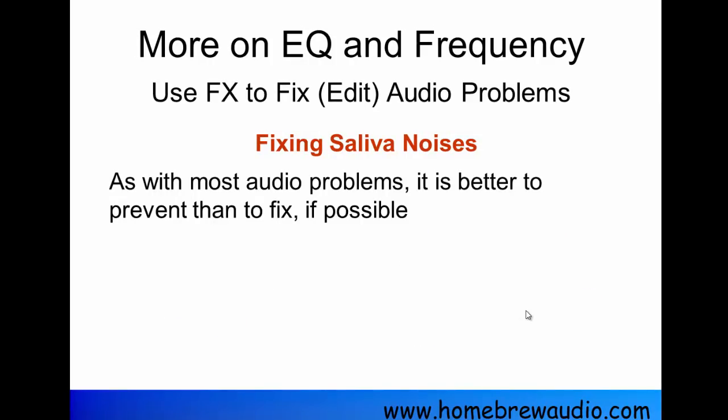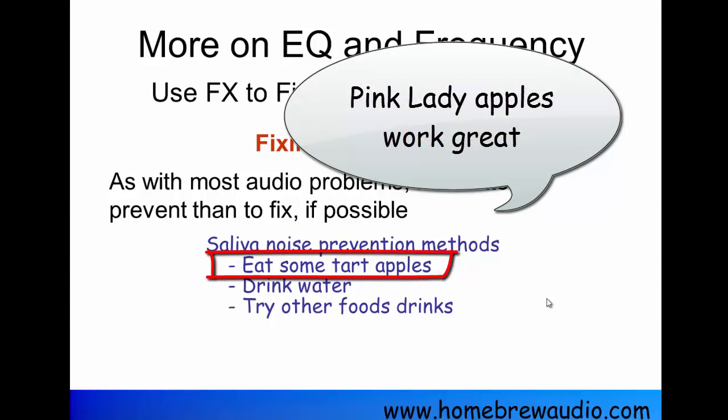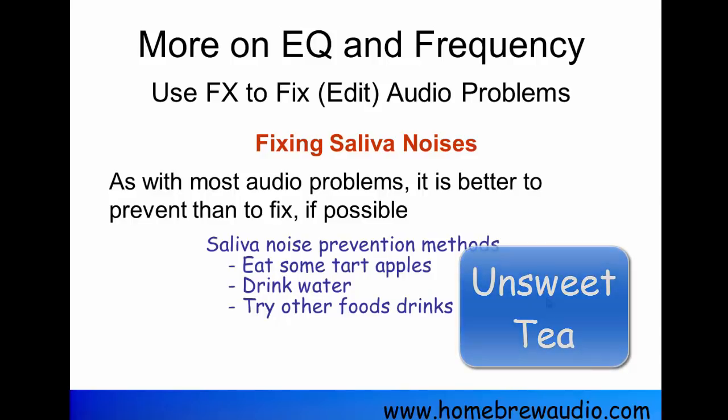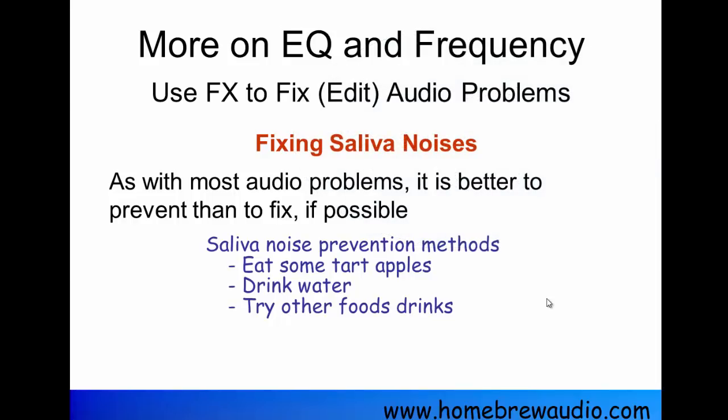As with most things with audio, or just most things in general, it's better to prevent problems than to fix them if possible. And here are some ways that you can prevent saliva noise from getting recorded at all. For me, eating some tart apples works, along with drinking some water. Most of the advice you see around the web is drinking water. But experiment with other things. Some people swear by tea, some people swear by beer. So whatever works for you, try that and see if you can use it to prevent the saliva clicks from getting into your vocal recordings.